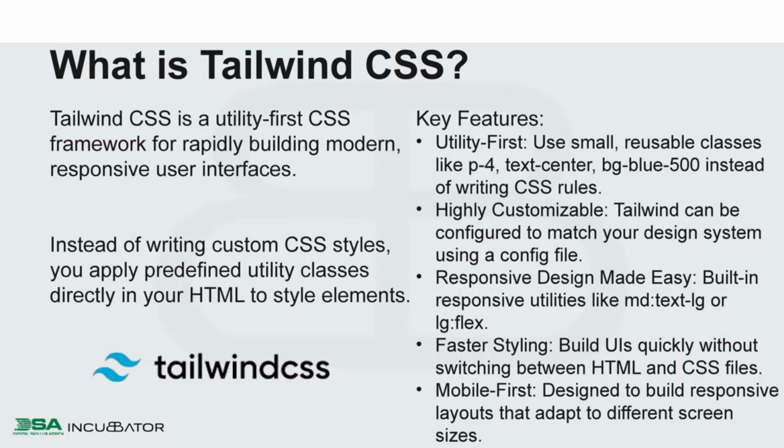Okay, so let's proceed. Another key feature for Tailwind: faster styling. You build UI quickly without switching between HTML and CSS files, because all you need to do is add classes and you remain on your HTML file. And another major key feature is what? Mobile first. Designing to build responsive layouts that adapt to what? Different screen sizes. So there's just a lot you get to benefit when you use frameworks like this.